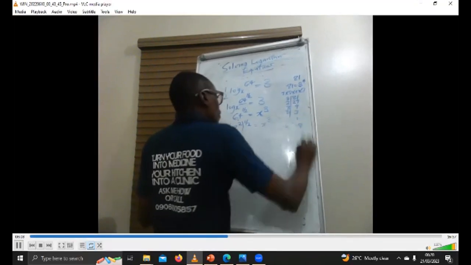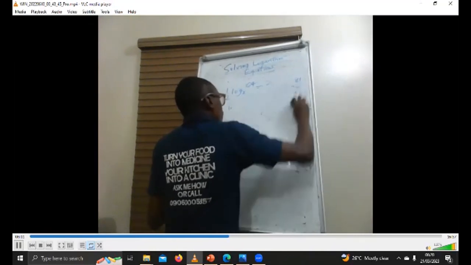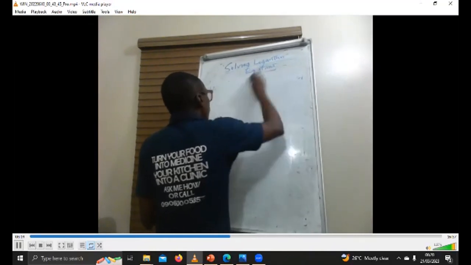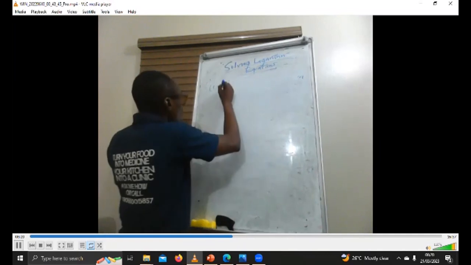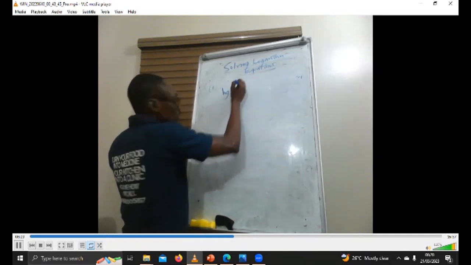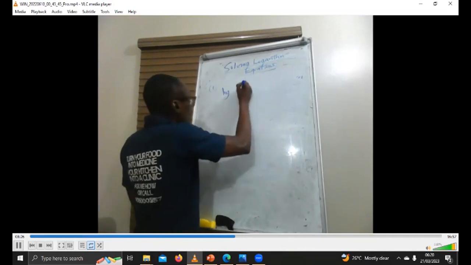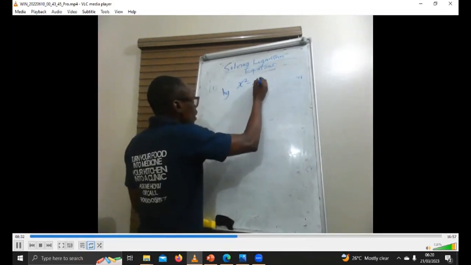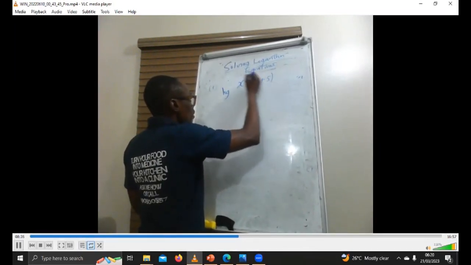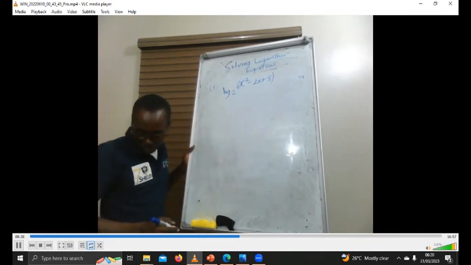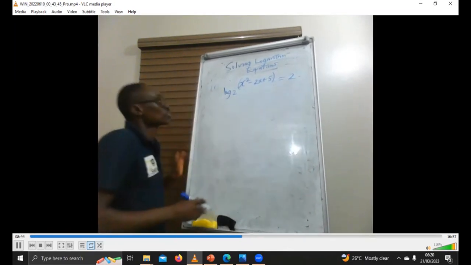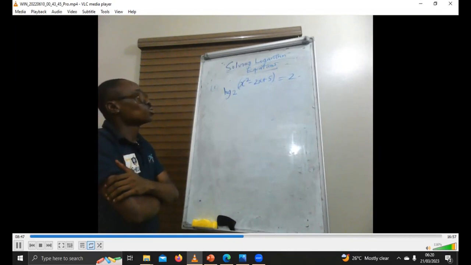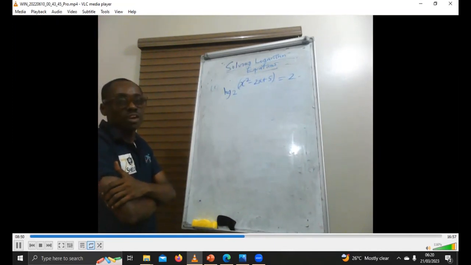So, moving ahead, we have log of x squared minus 2x plus 5 to base 2 equals 2. So how do we solve this? How do we simplify this?